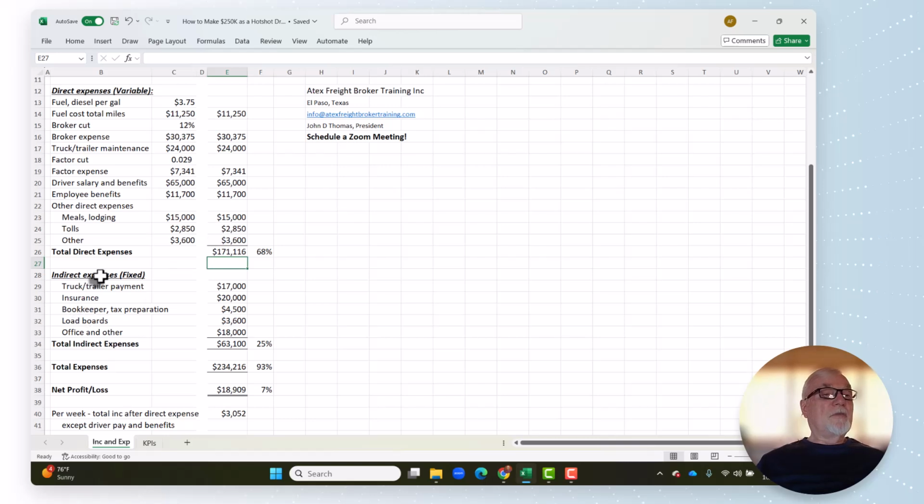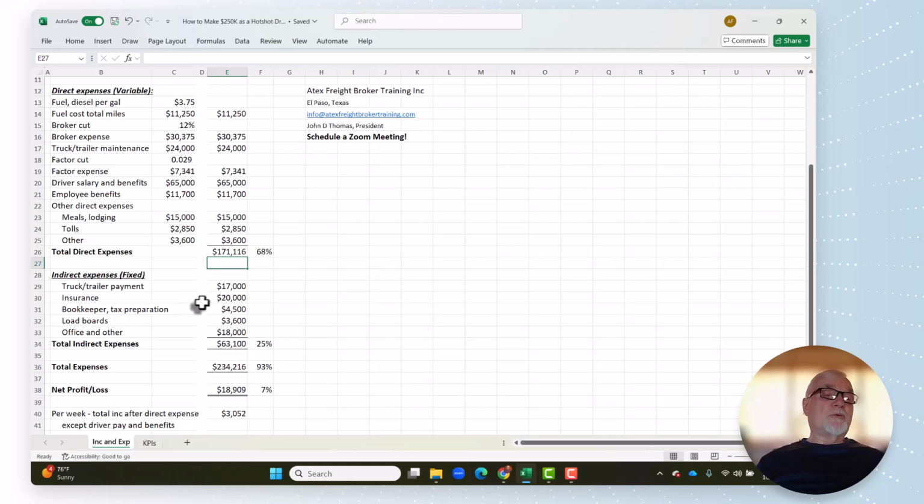Now let's look at the indirect expenses, the fixed expenses. My first hotshot client had a truck and trailer already paid for. He paid, I think, about $100,000 for the pickup truck. Really nice outfit, nice Dodge Ram. But if you are not so fortunate, you're going to have to buy a truck and a trailer. And again, this is just a guesstimate here.